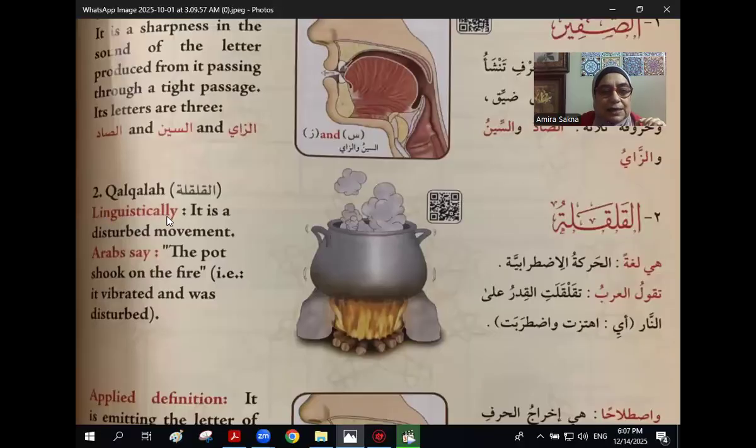I need to share it with you so you can see the book. Yes. So we'll repeat this again. Qalqalah, linguistically, is a disturbed movement. Arabs say the pot shook on the fire, which means it vibrated and was disturbed, as we watched in the video. Okay? Okay. Now come back to me.